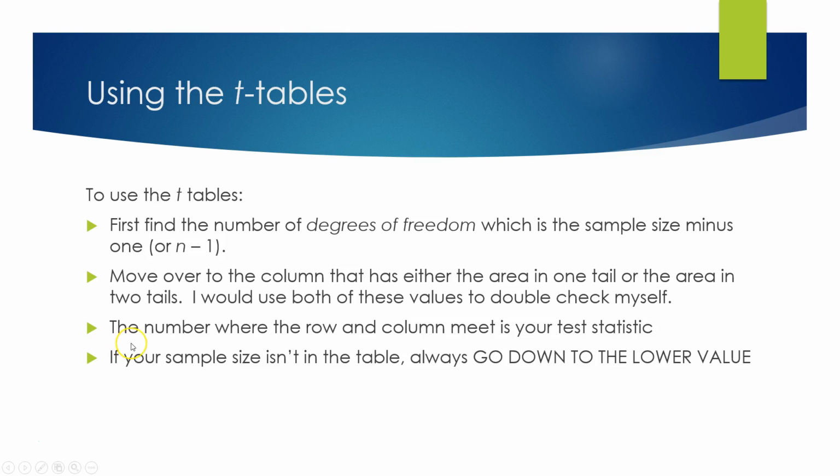So the t-tables are going to require us to look up a sample size. And if the sample size isn't in the table, you're going to go down to the lower value. You're never going to go up. Going up is going to basically be lying about how accurate your sample is, because if you go up in the sample sizes, you're going to say that you have a bigger sample that you actually don't have. Other than that, we'll go through these specifically once we get a table popping up.